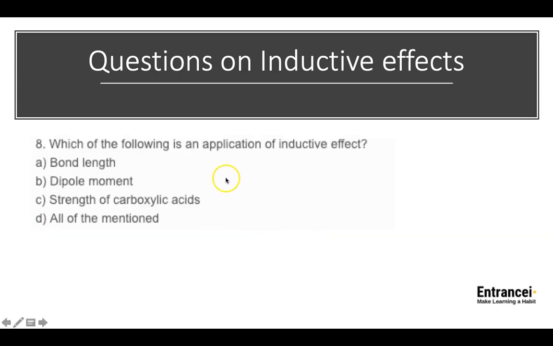In question number 8, which of the following is applicable for inductive effect? See, bond length I have already explained. Bond length mainly depends upon the inductive effect. Second is dipole moment. It depends upon the inductive effect. Third is strength of carboxylic acid. It also depends upon the inductive effect. That means all of these effects are observed in the inductive effect.